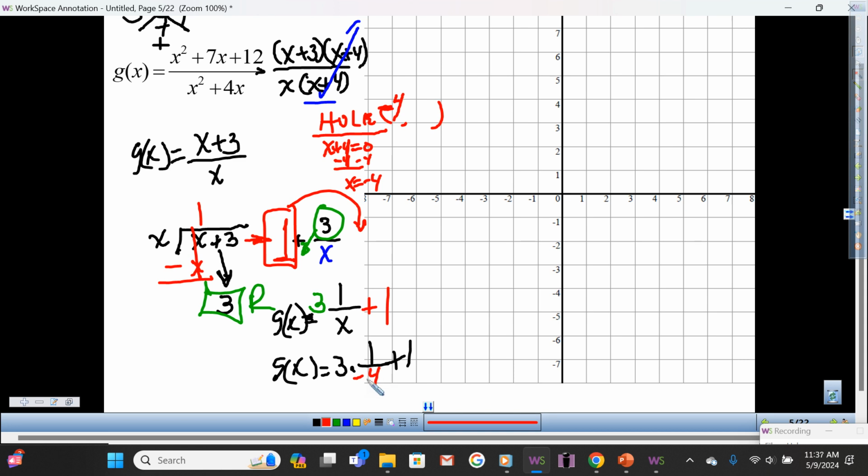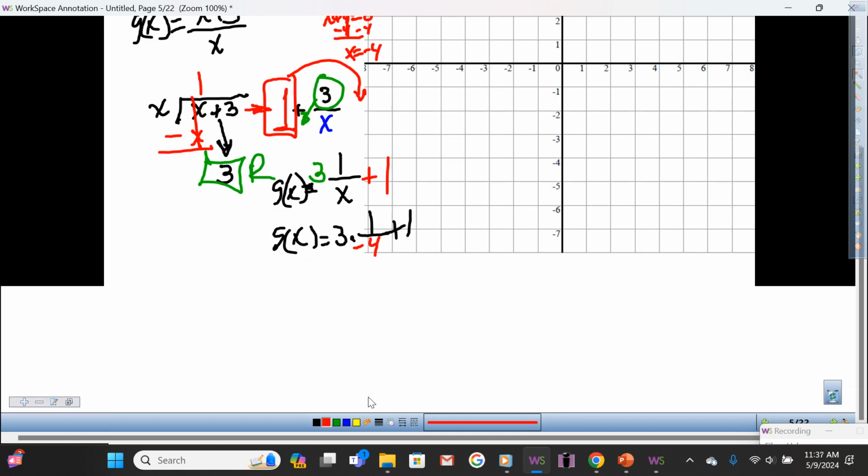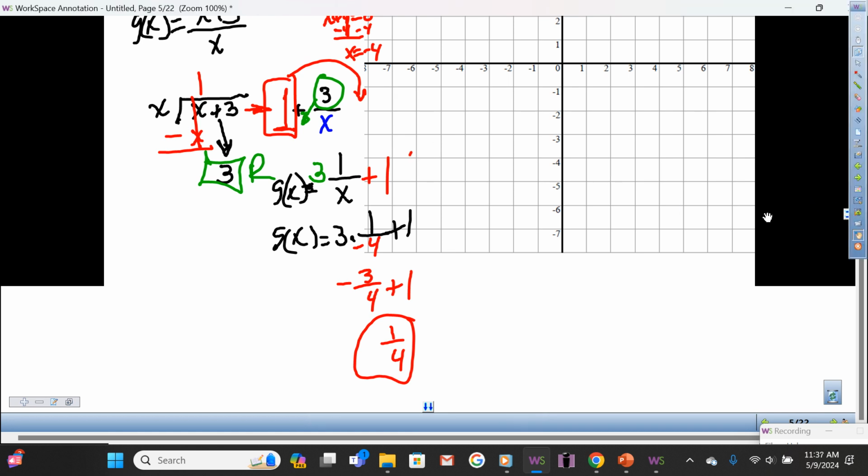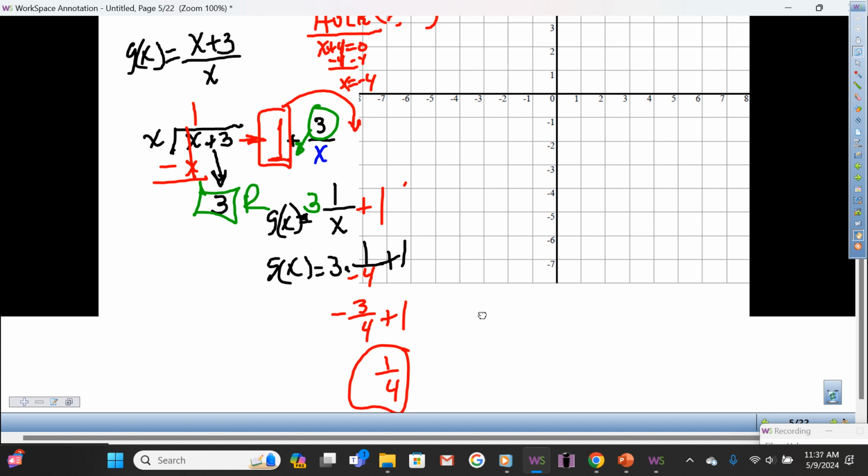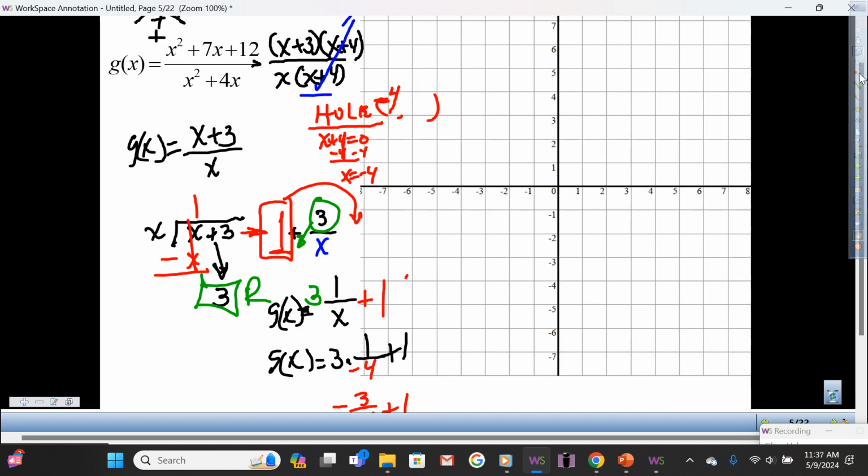So, Rylan, help me out. You're like a human calculator. What is 3 times negative 1/4? Very good. Negative 3/4 plus 1 is positive 1/4. So now that we have our g of x, let's write it right here, 1/4. All right, let's get to graphing, yes?